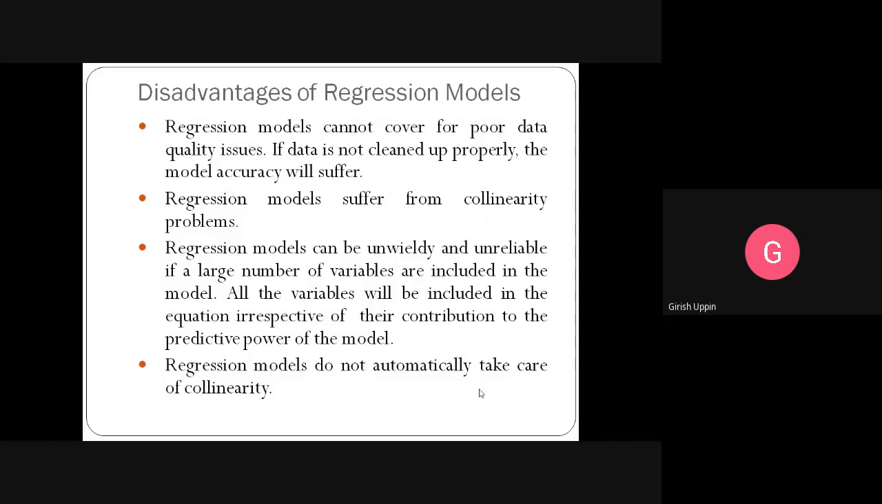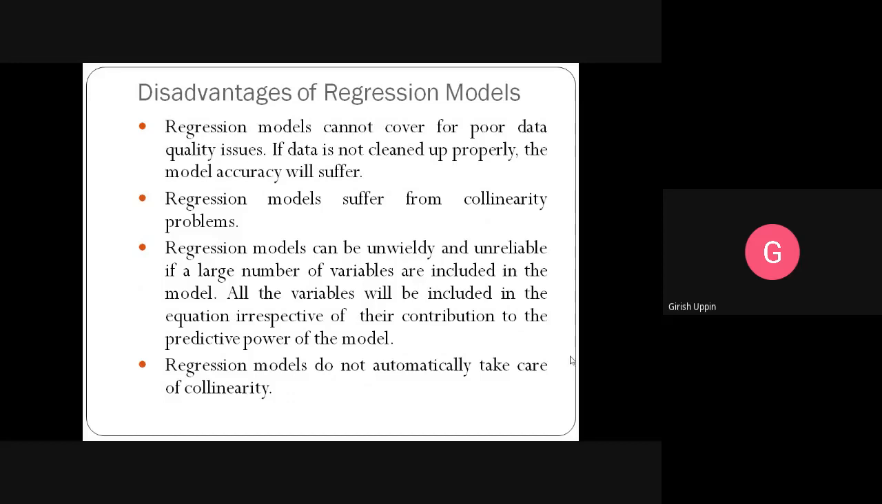I told you about the collinearity problem. Collinearity is among the predictor variables, that among the independent variables there are variables which are interdependent, meaning there is a relation between them. Such collinearity will have a huge impact on the predictive power of a regression model. You have to make sure such variables are identified and they are not taken as part of the predictor or the independent variables.